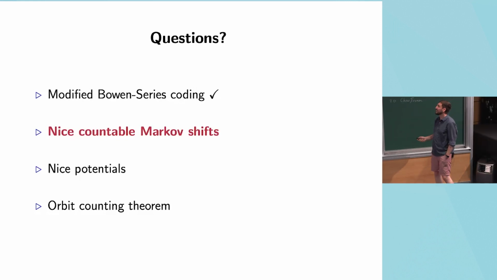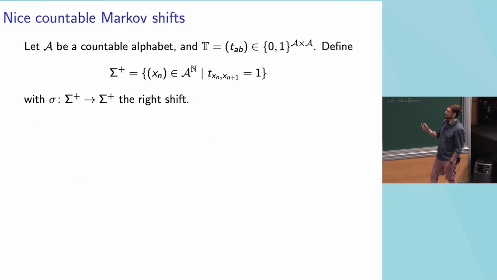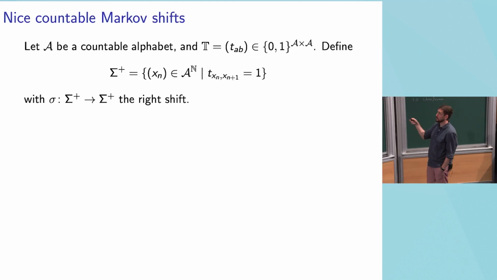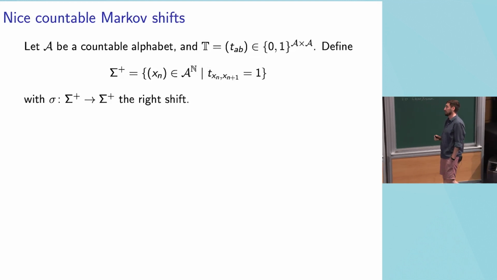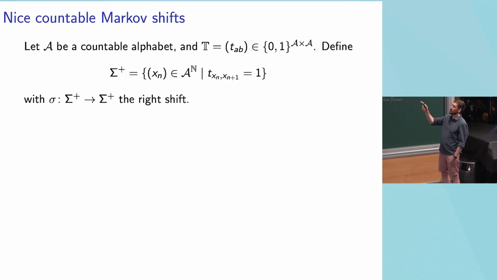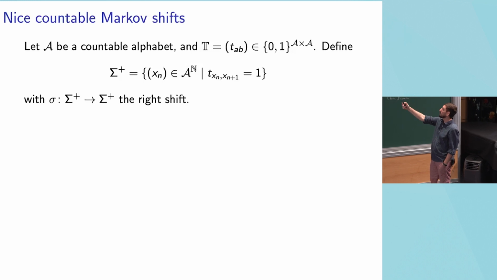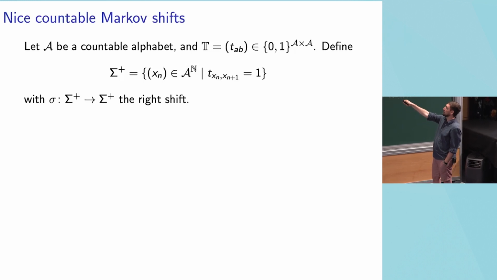Okay. So this is one slide section. I want to reiterate what I mean by nice countable Markov shift. So I have a countable infinite alphabet. And now I'm going to be a little bit more precise here. What do I mean about transition relations? I just mean that some letters can follow other letters.